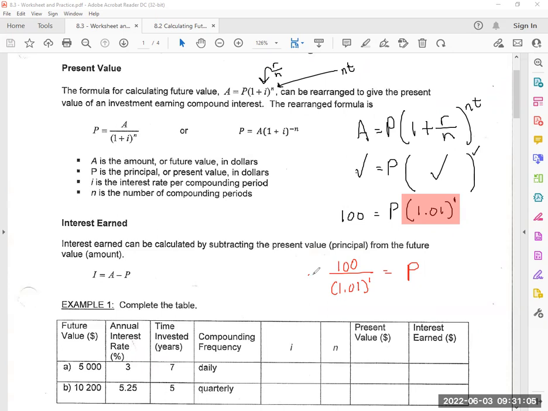If I were to turn this back into an equation, that is equal to the final amount, A, $100, divided by, what's the bracket? 1 plus R divided by N to the power of T. That is what this equation is.